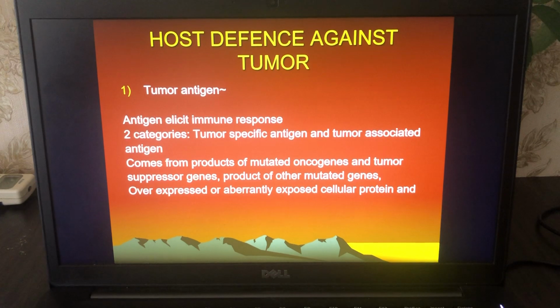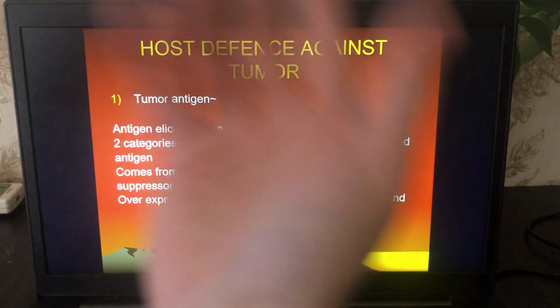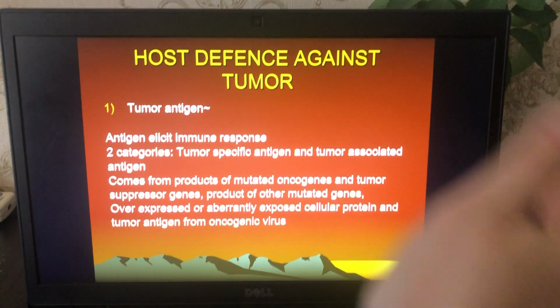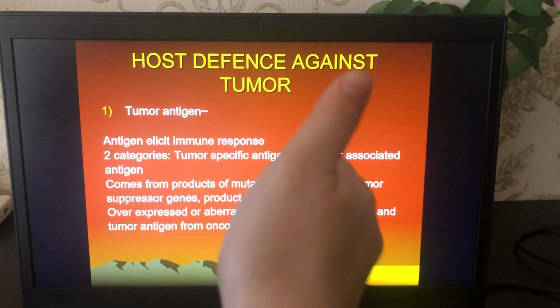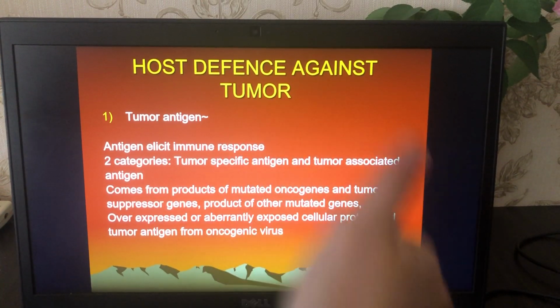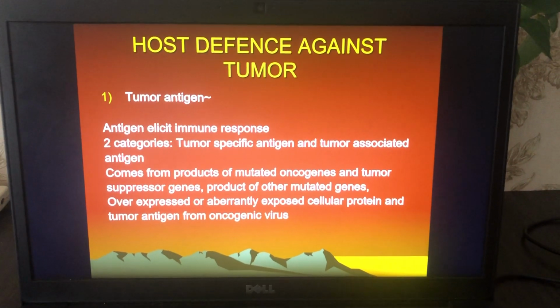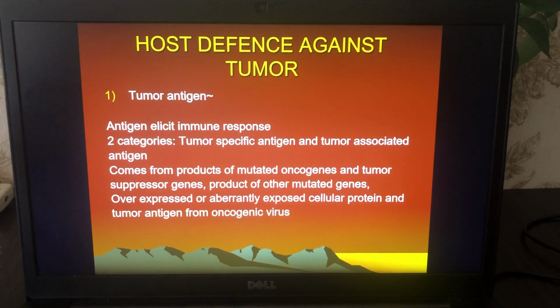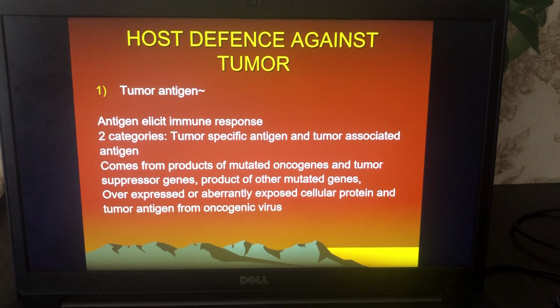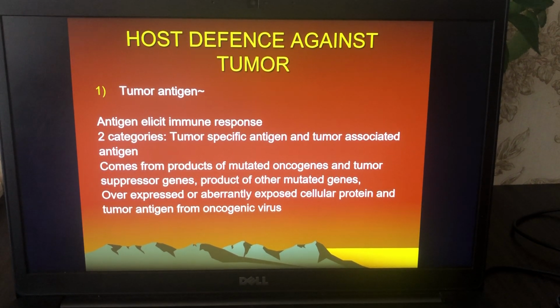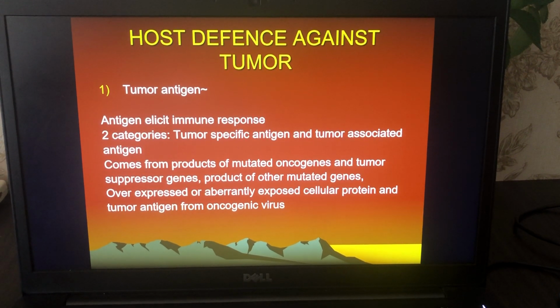So it's overexpressed. Maknanya instead of dia produce satu, dia produce more, and that actually can cause this antigen, also from oncogenic virus. So that means virus that can cause cancer also can cause the body to produce this tumor antigen. So once you produce this tumor antigen, your body will recognize it and then will kill that tumor or try to destroy the tumor. The problem is when the tumor grows so fast, your body cannot keep up. That's when you have the problem.